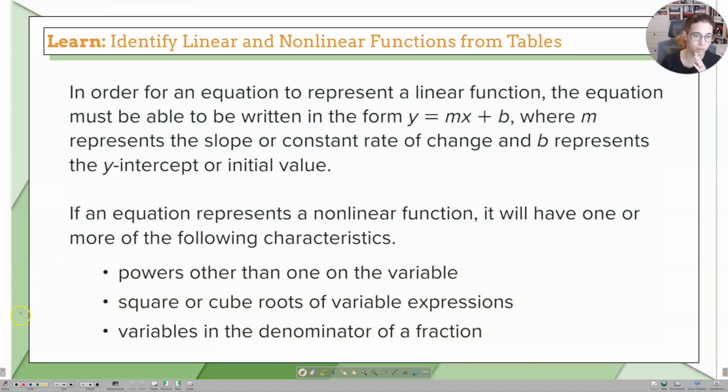You might have noticed some typos up here on these slides. It'll say equations, not tables. Just ignore it. Just assume it says equations each time, okay?